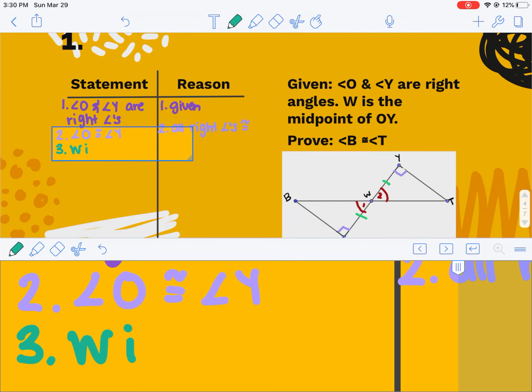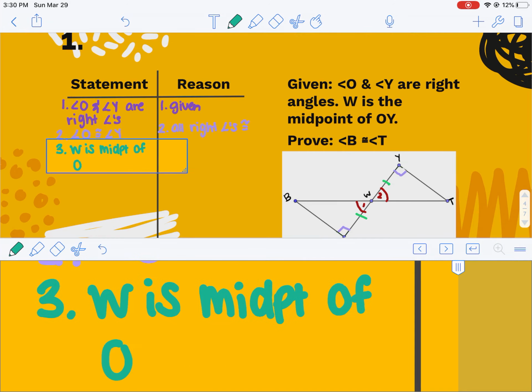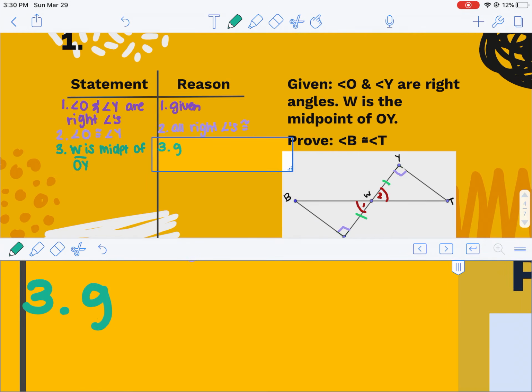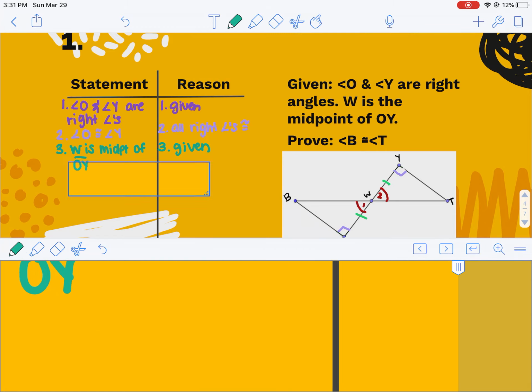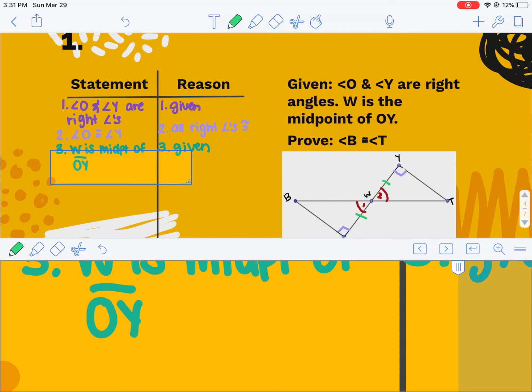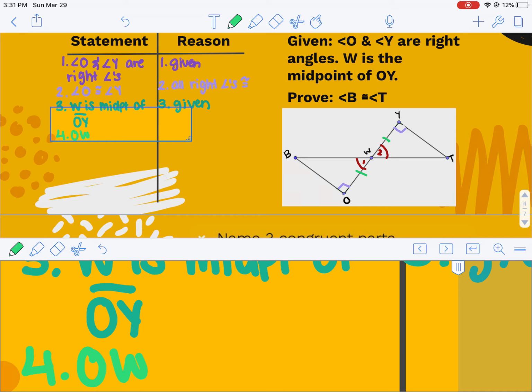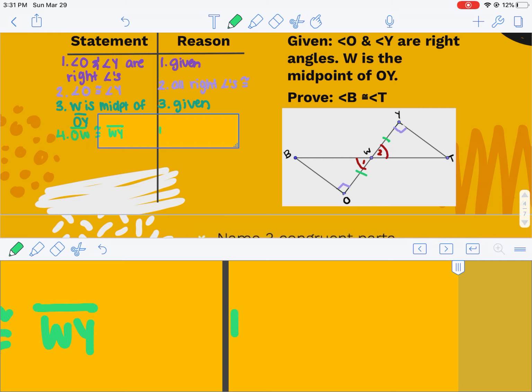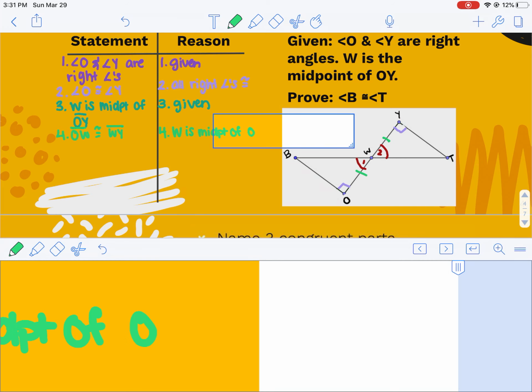Then we were told W is midpoint of OY. It was written out for me, so my reason is given. Because that was given, I can say OW is congruent to WY. My reason is either definition of midpoint, or I can say W is midpoint of OY.